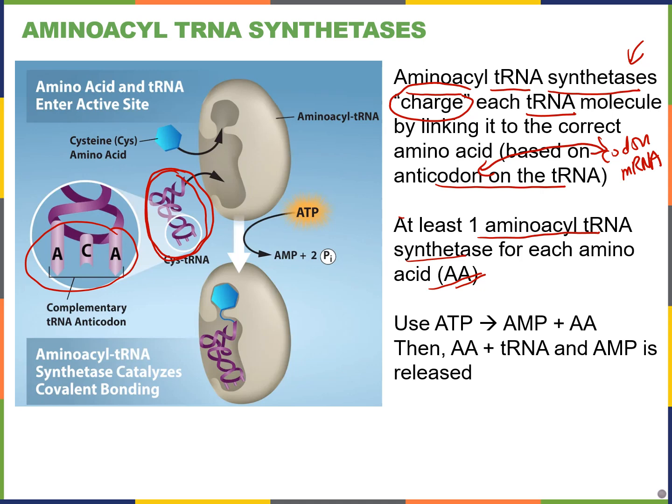This process does require energy in the form of ATP. What happens is ATP will be hydrolyzed or broken down into adenosine monophosphate, and you'll see a pyrophosphate molecule released. The AMP, this adenosine monophosphate, will be temporarily bound to the amino acid. And then when the amino acid is combined or charged to the transfer RNA, the AMP will be released.